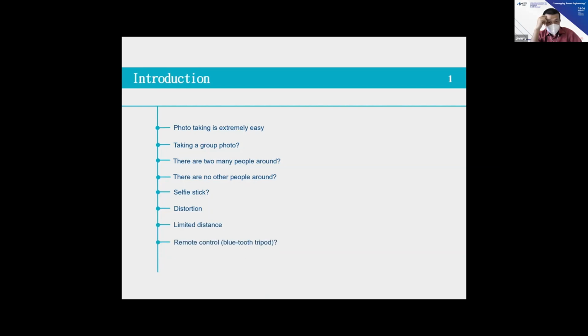You may think that probably we can use a Bluetooth-enabled tripod and then use remote control. However, it's still a problem, because we need to find a stable place to put the camera, and also we don't have much control of the photo composition process. By photo composition, I mean that we want to determine how the people look in the group photo, and also with respect to the background.